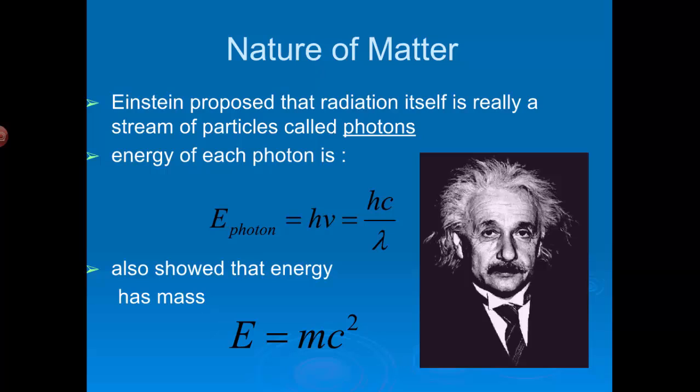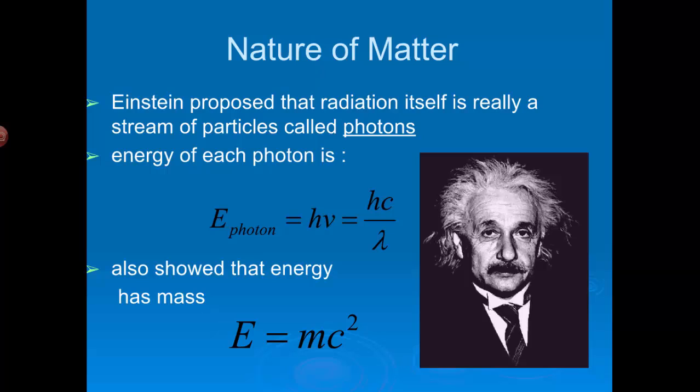Since we know, according to Planck's constant, the energy per photon is h times nu, and since nu is equivalent to c over lambda, we can put them together and get hc over lambda. So we can actually figure out, based on the wavelength of energy, how much energy each particle will have.